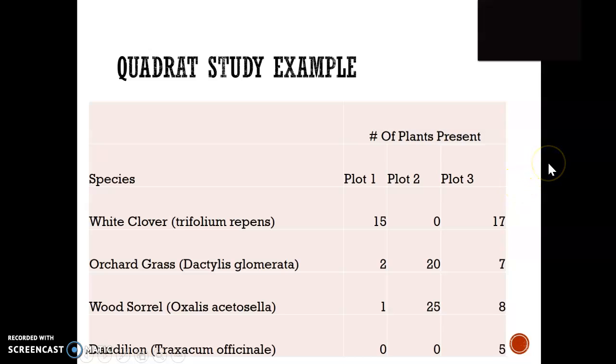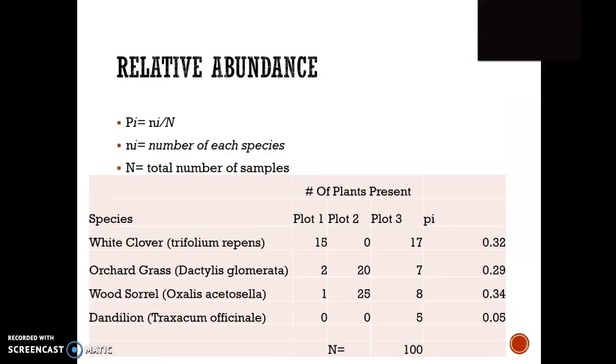Now, when you look at it, it can give you a little bit of an idea of what is going on, but we like to express what's going on mathematically. So one of the things we can do is look at relative abundance. If you look at an individual species, how much of that plot does that species make up? We go through each of these, and it's pretty simple math.